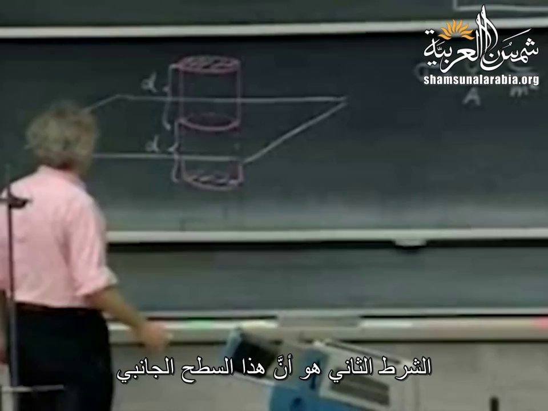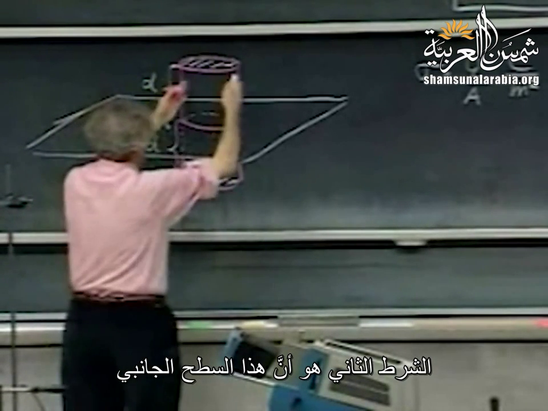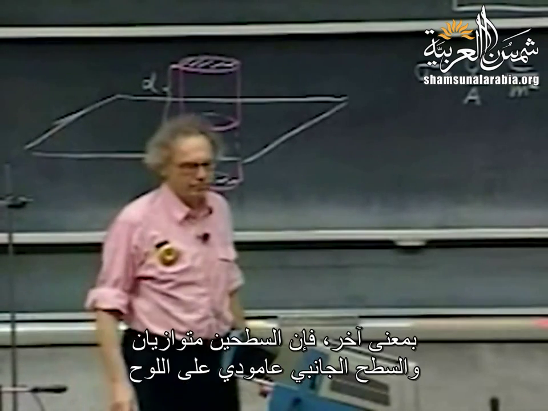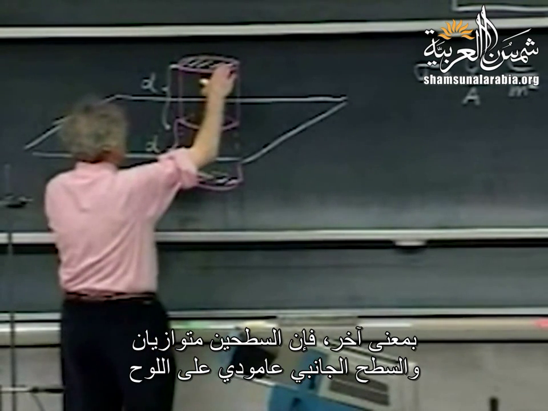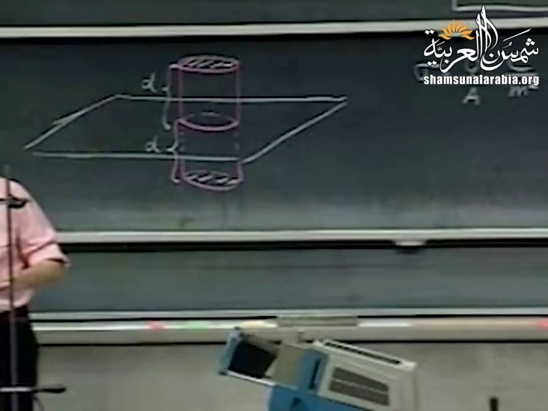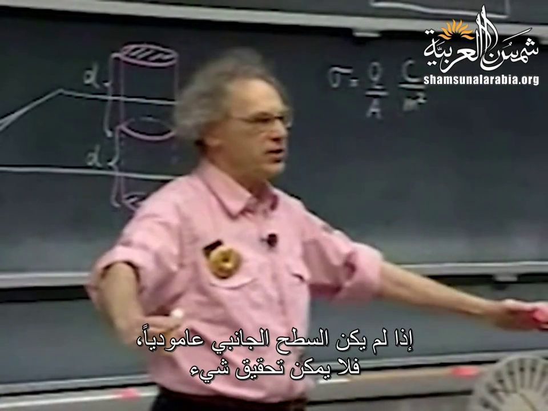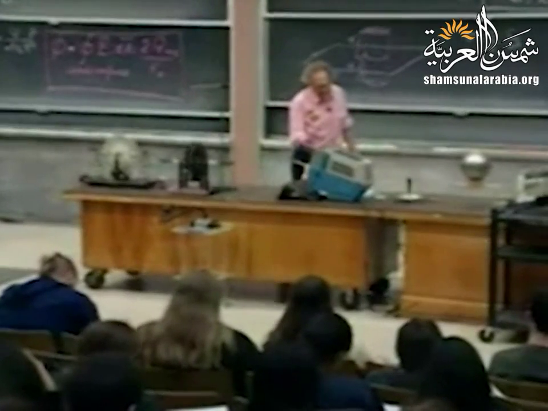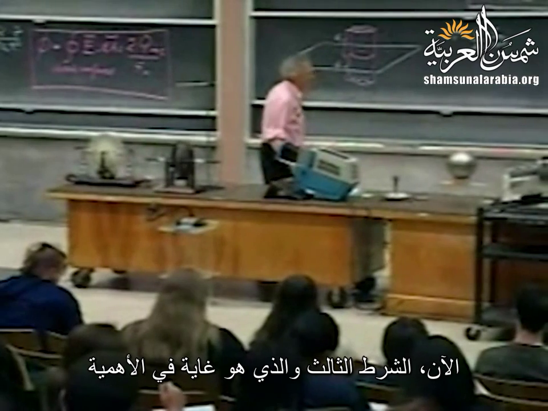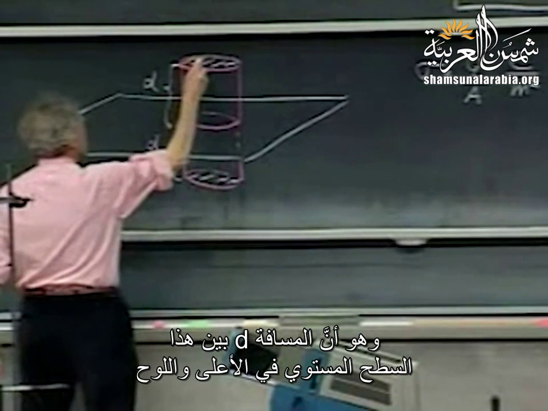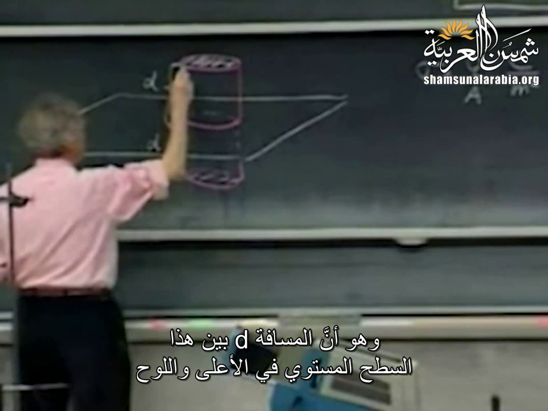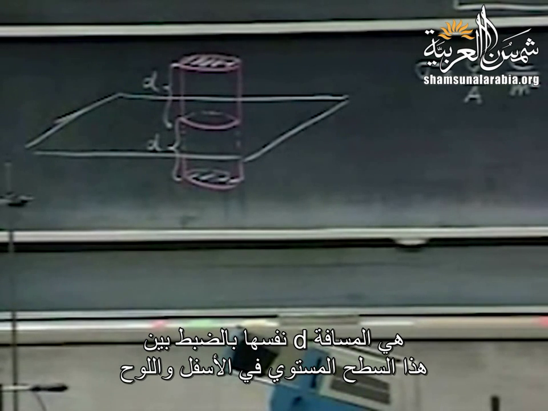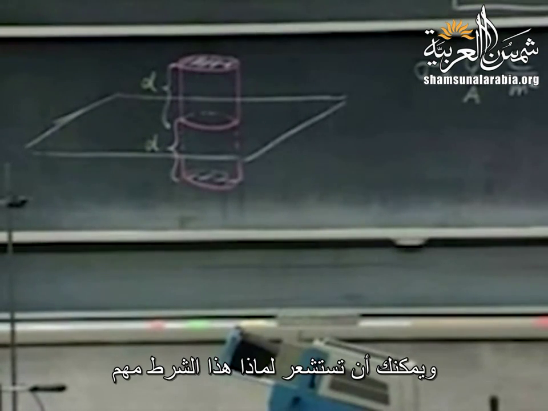The second one is that these vertical walls that you have here are indeed perpendicular to that plane. In other words, these are parallel, and these are exactly vertical. If you don't make them vertical, you're dead in the water. You can't use Gauss' law very effectively. And then the third argument, which is very important, is that this flat surface is a distance d above the plane, and that this flat surface is exactly the same distance below the plane. And you can already smell why that is important.